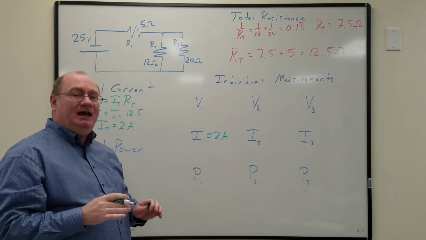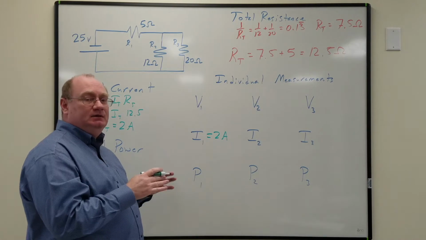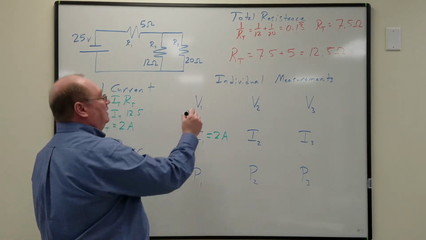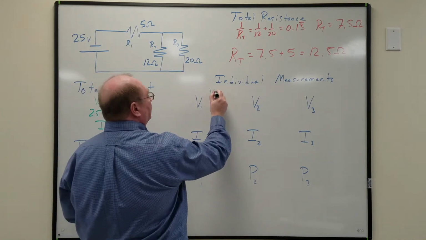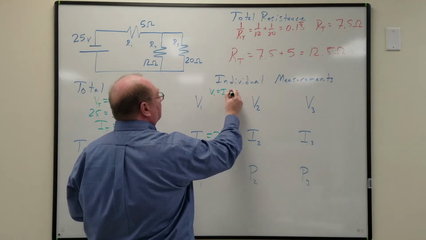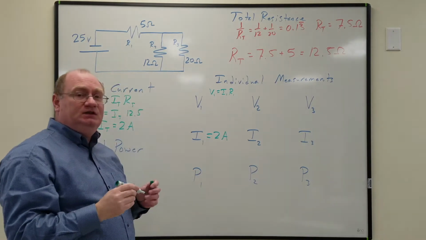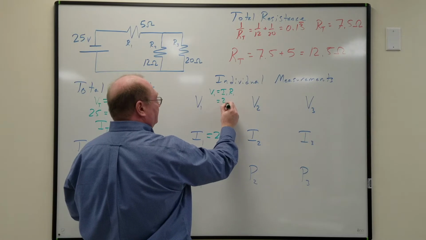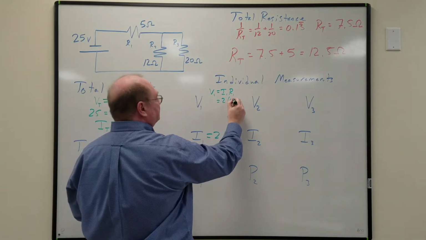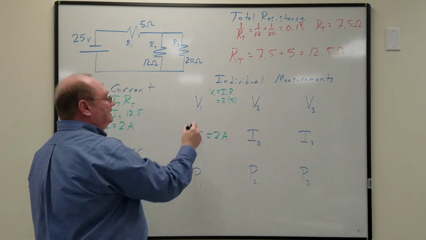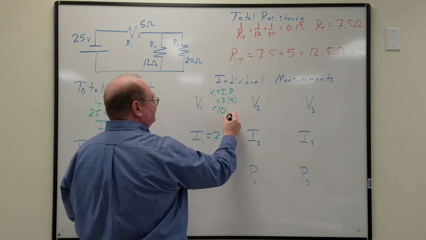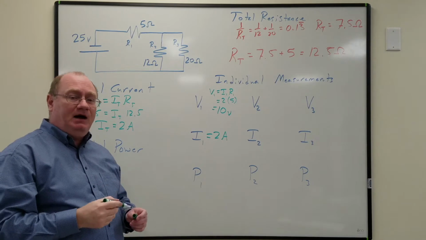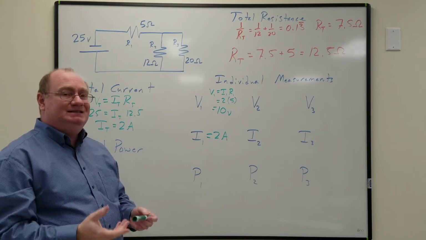As soon as I know that, I can figure out the potential drop or voltage drop across that resistor. So I'm going to use Ohm's law again, this time for just the numbers that apply to that resistor. It gets 2 amps of current. Its resistance is 5 ohms. So it gets a voltage of 10 volts. So of the 25 volts that come from the battery, this one uses 10 volts of it.